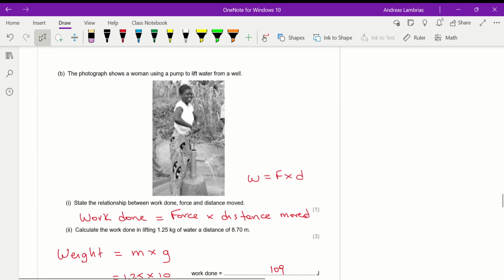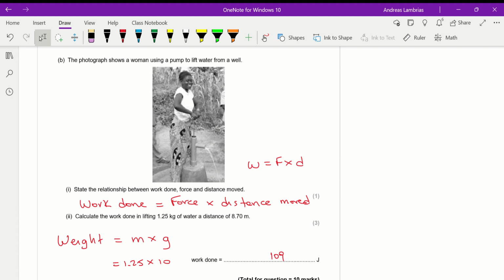So it's telling us about this woman that is using a pump to lift water from the well. State the relationship between work done, force, and distance moved. So we have already mentioned that equation. Remember that it's recommended that you use exactly the words that are given in the question, because sometimes students try to use the symbols, and if they do something wrong in the symbols, then they will miss the mark. So my recommendation will be to use the words that are given there.